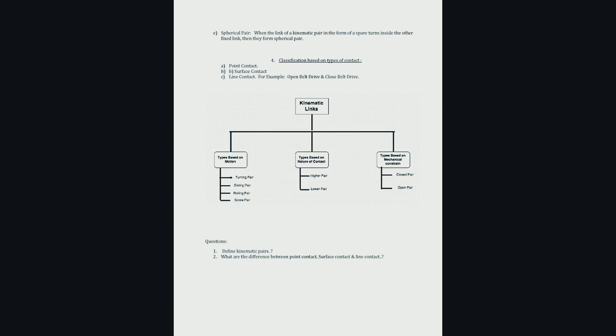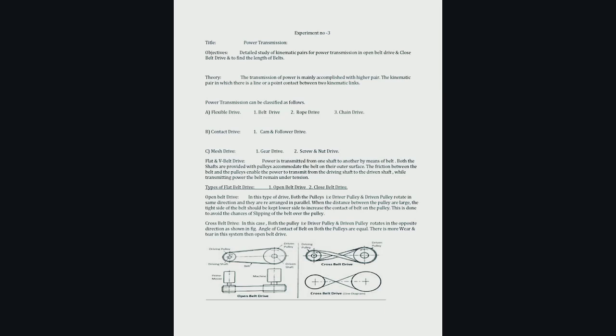3. Classification based on relative motion: A. Sliding pair. B. Rolling pair. C. Turning pair. D. Screw pair. E. Spherical pair. A. Sliding pair: when the links of a kinematic pair have a sliding motion relative to each other, then they form sliding pair. B. Rolling pair: when the links of a kinematic pair have a rolling motion relative to each other, then they form rolling pair.